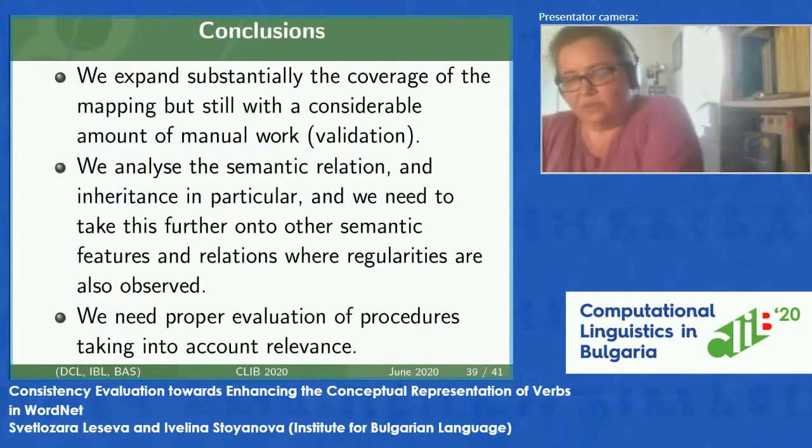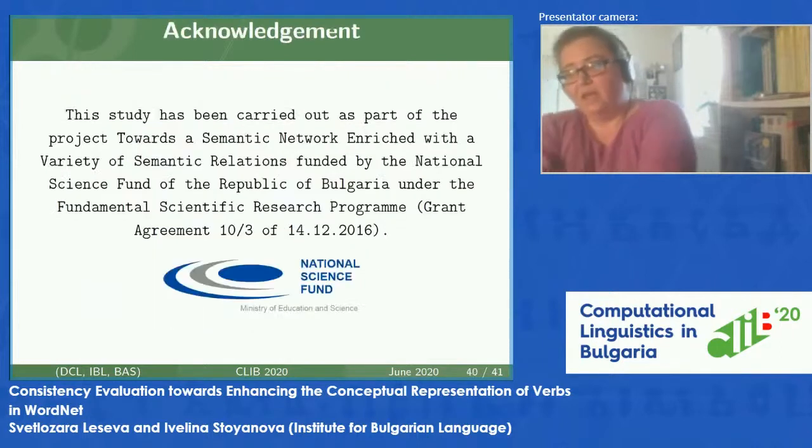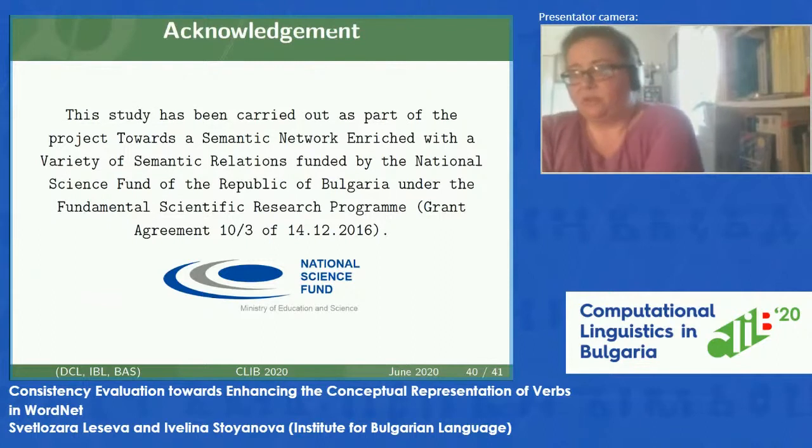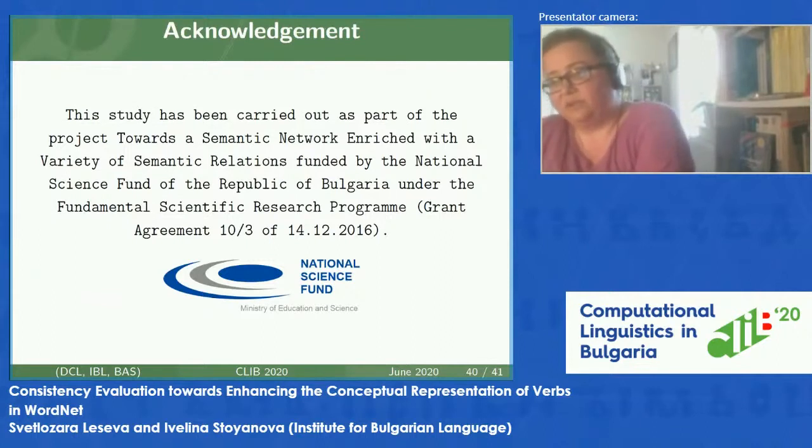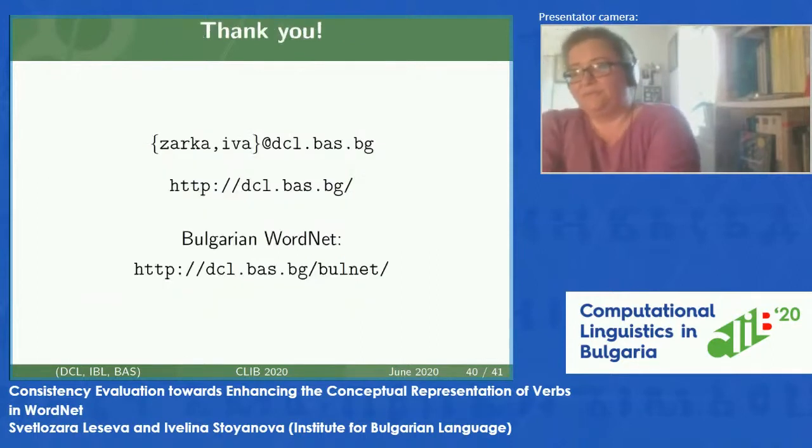So as I said, we need more work to minimize manual work, especially to outline new procedures, to analyze further the semantic relations, and to expand to other semantic relations as well. And part of this project was a semantic network enriched with a variety of semantic relations. Thank you.